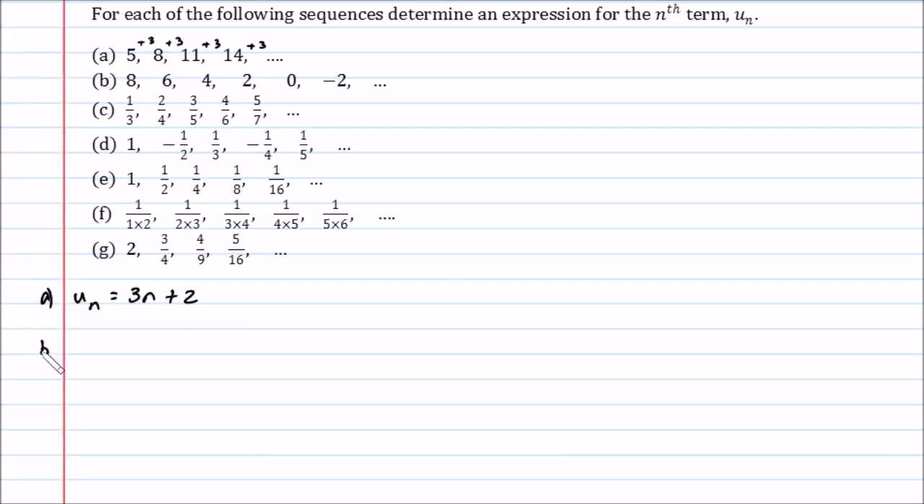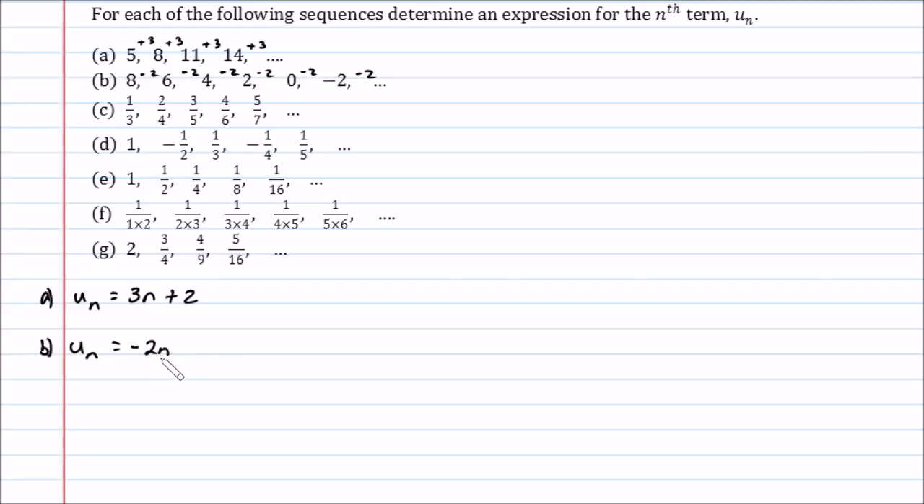Now B. Again, we realize our terms are decreasing by 2 in this case. So we subtract 2 each step. So our next term should be negative 4, simply because we realize that we're subtracting 2. Now what does that tell me? Well, that tells me that my un expression, or the expression for my nth term, must include negative 2n. But again, this is not the nth term. It just includes negative 2n.